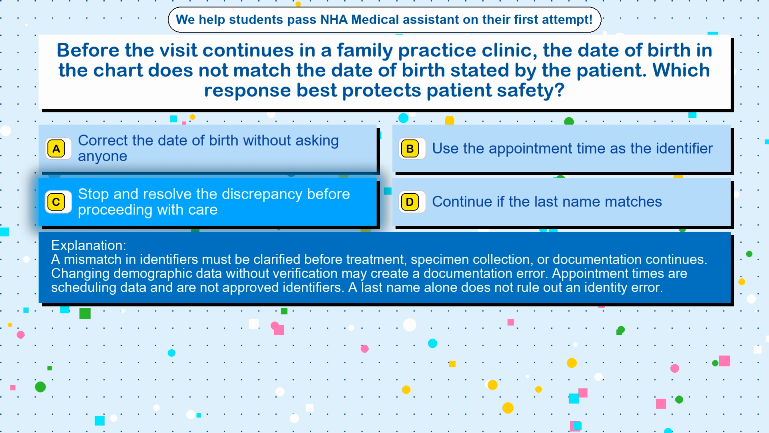A mismatch in identifiers must be clarified before treatment, specimen collection, or documentation continues. Changing demographic data without verification may create a documentation error. Appointment times are scheduling data and are not approved identifiers. A last name alone does not rule out an identity error.